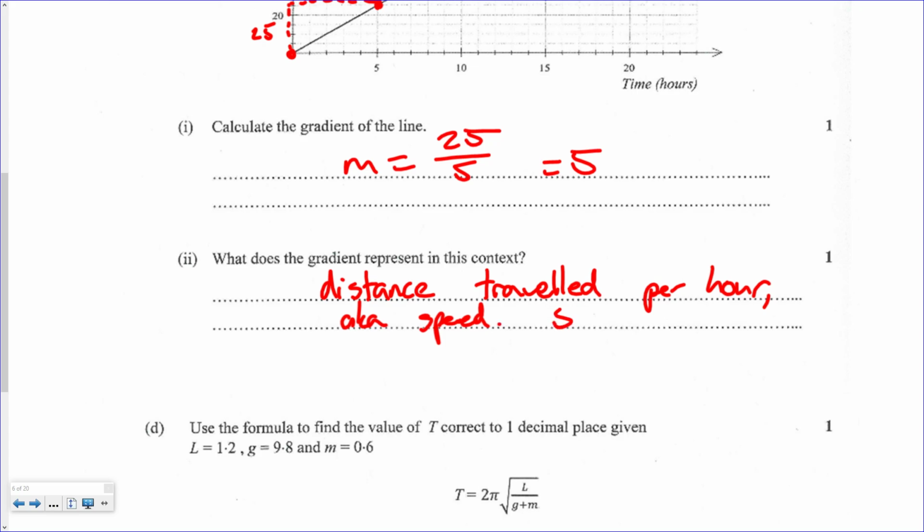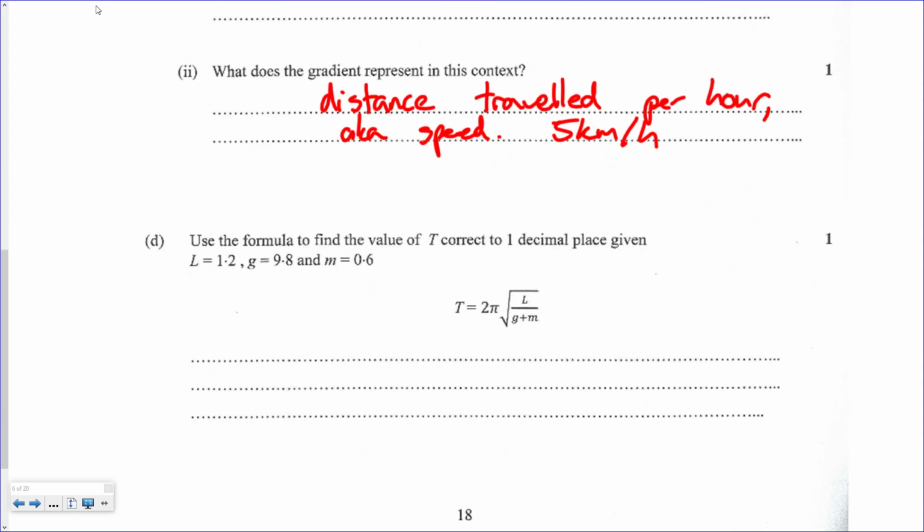So in this case, we could say 5 kilometers per hour. Basically you need to say something along those lines. You just need to say the gradient means speed, or a rate of distance per hour.